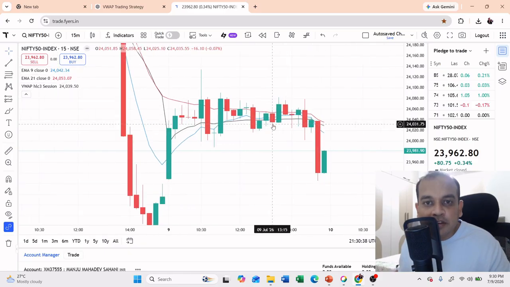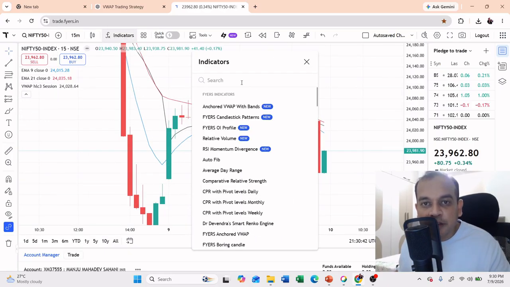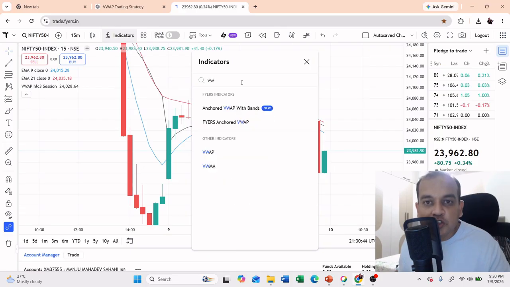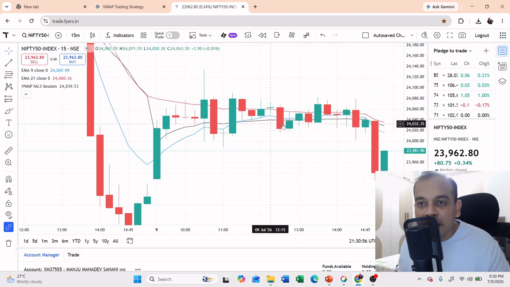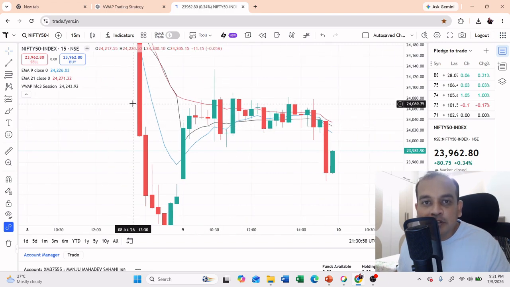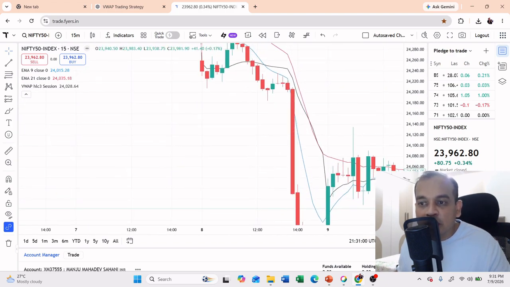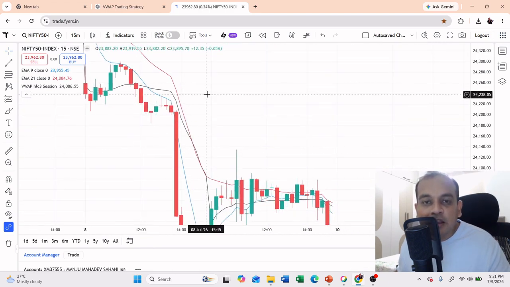Now what I have done is, if you check the indicators and then search for the function indicators, you can either use anchored VWAP with bands, or I would suggest you simply use VWAP. This is what I have selected, and the VWAP I have indicated is black in color. There are two rules to follow when you are using volume weighted average price.